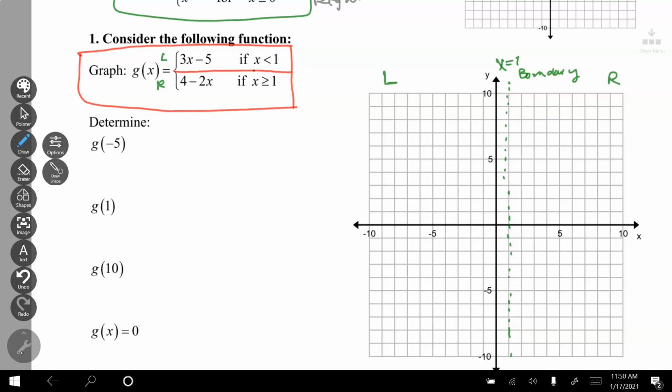So first I should use x equals 1 in the left piece. I plug 1 in here, I get 3 times 1 minus 5, I get negative 2. And I'm going to have to use any number to the left of 1. Any number you want. You could use 0. Plug 0 here, we get negative 5. So it gives me the point (1, -2) and (0, -5).